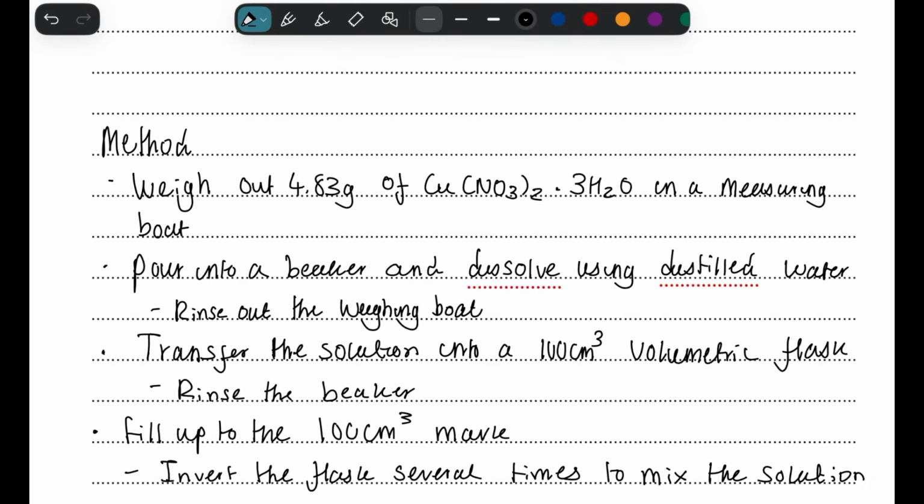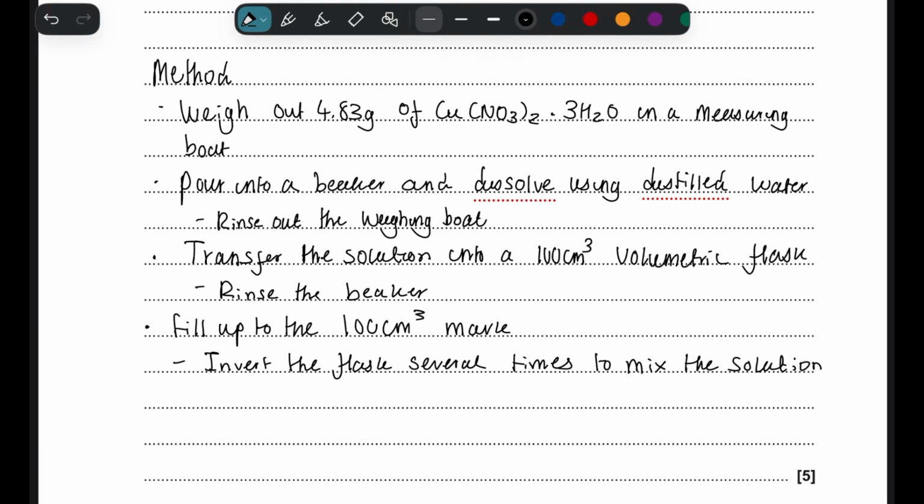Now, in terms of the method, this is important. So again, we're using the value we got. So weighing out the 4.83 grams of your hydrated copper nitrate, using a measuring boat. I'm going to highlight things I think are important. That's apparatus, which I told you to use. Cool. Now, we're going to pour that into a beaker and dissolve using distilled water.